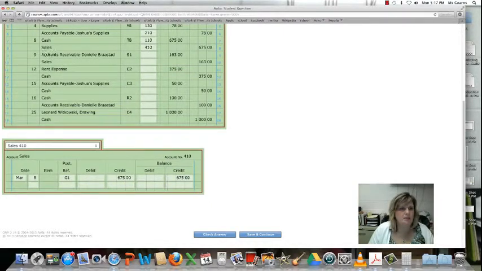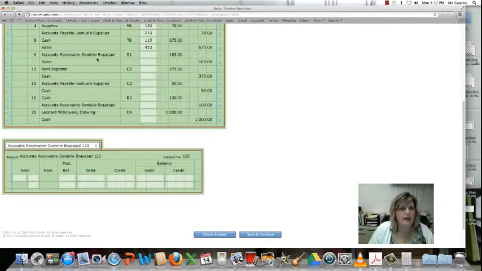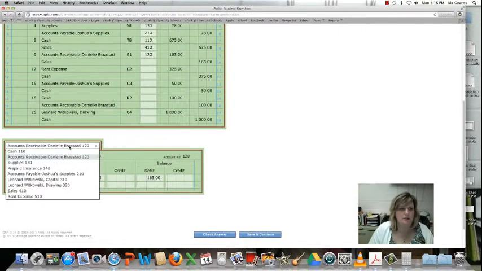On the 9th, I am going to post to accounts receivable, Danielle Brostad, and let's see, I have March 9th as my date. Again, it's General Journal, page 1. It is a debit of $163, and accounts receivable is an asset account with a debit normal balance. So I have a balance here of $163. Okay. I'm going to take my 120 and put it up here in my journal, and then I'm moving on to sales.